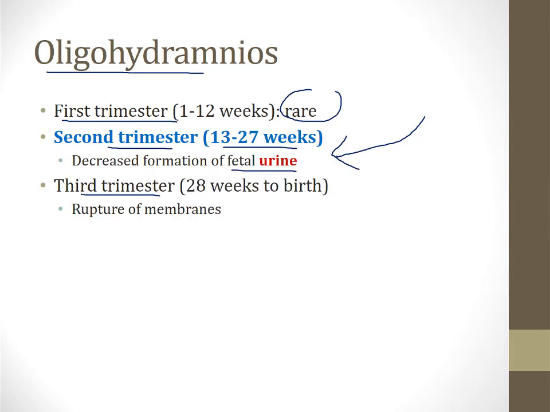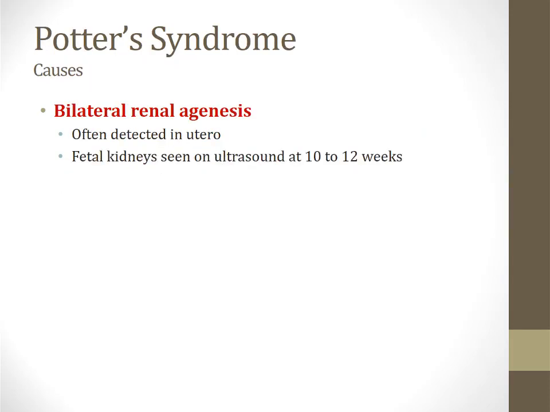In the third trimester, which is 28 weeks until birth, when you have oligohydramnios, it's often due to rupture of membranes. At this point in time, if the amniotic fluid level is normal, then usually the fetal kidneys are normal. And if you suddenly develop oligohydramnios, it usually means there's been some loss of amniotic fluid, commonly due to rupture of membranes. So now let's talk about the causes of Potter syndrome from a renal embryology standpoint.